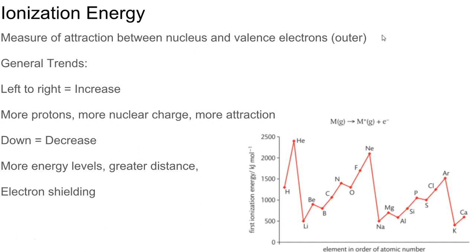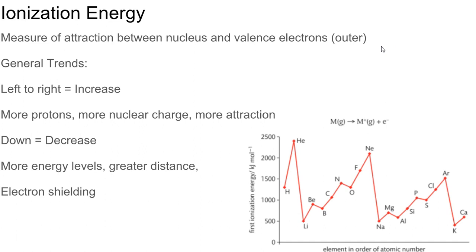Ionization energy. This is the measure of attraction between the nucleus and the outermost electrons. You can also think of it as the energy needed to remove the outermost electron. So how much energy is it going to take to pluck off the last outermost electron? This is going to increase left to right.